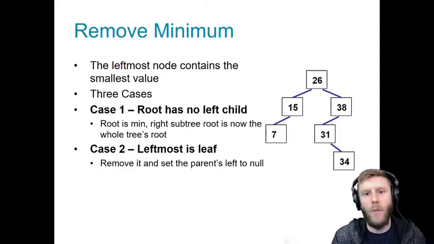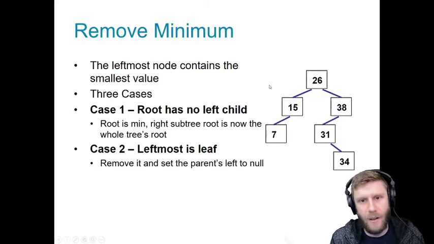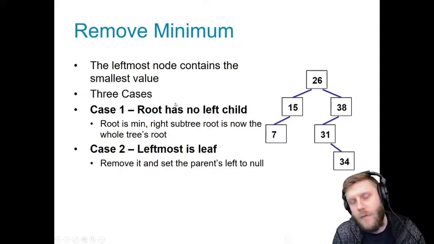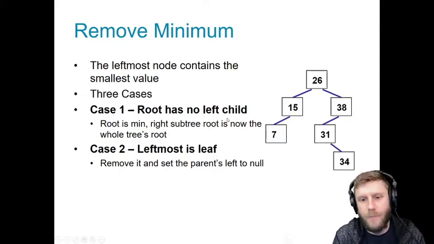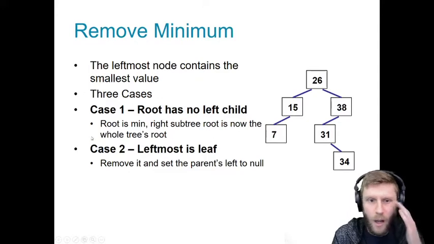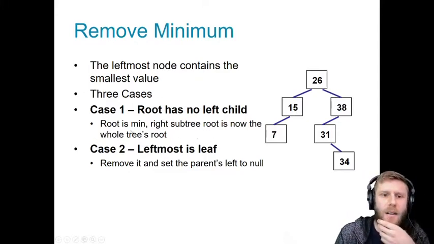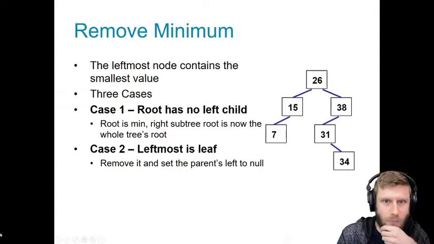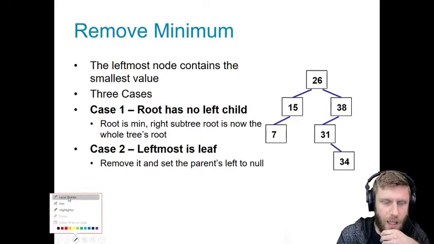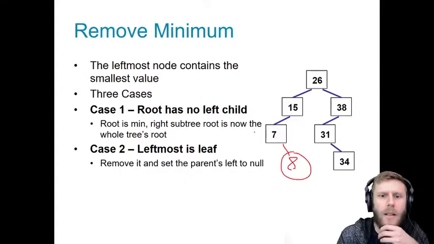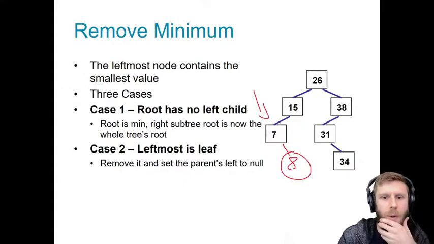Okay. Remove minimum. Well, this one's easy. The leftmost node must be the smallest number in a binary search tree. So if it's a leaf, it's easy: remove it and set its parent link to null. Otherwise, the root has no left child. Okay, so this means if I had something like 8, right? So this is the minimum, the leftmost node.